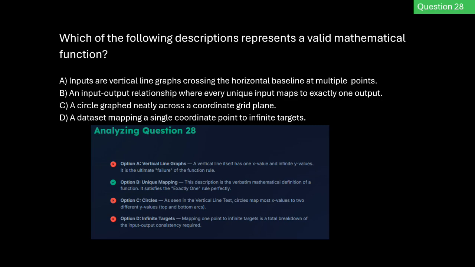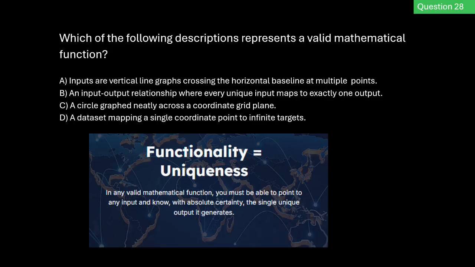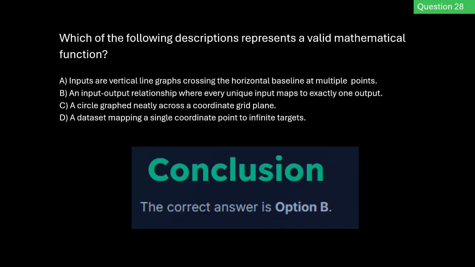That leaves us with option B, which states an input-output relationship where every unique input maps to exactly one output. This is the verbatim fundamental mathematical definition of a function. Functionality equals uniqueness. When you point to an input, you must know with absolute certainty the single unique output it generates. Therefore, option B is our correct answer.